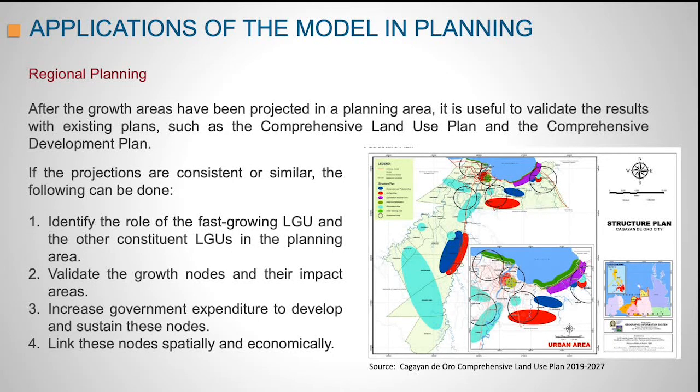First, identify the role of the fast-growing LGU and the other constituent LGUs in the planning area. Second, validate the growth nodes and their impact areas. Third, increase government expenditure to develop and sustain these nodes. And last, link these nodes spatially and economically.